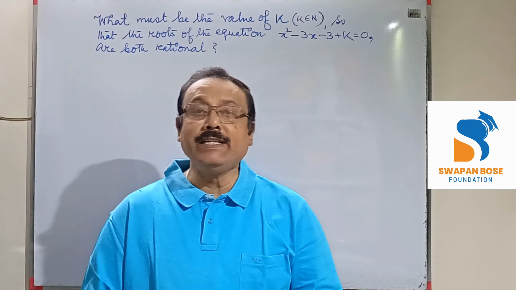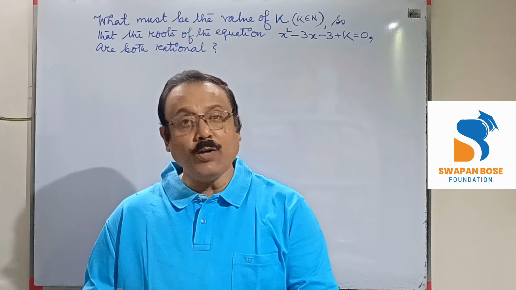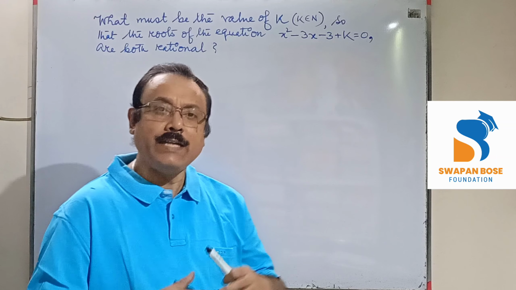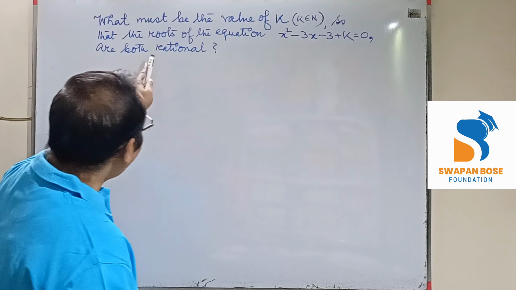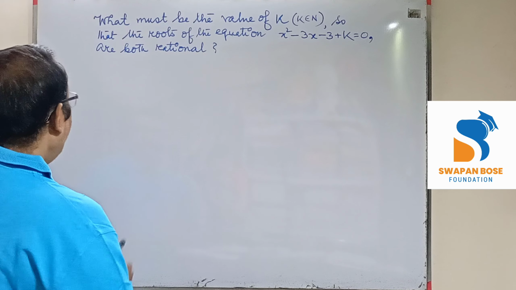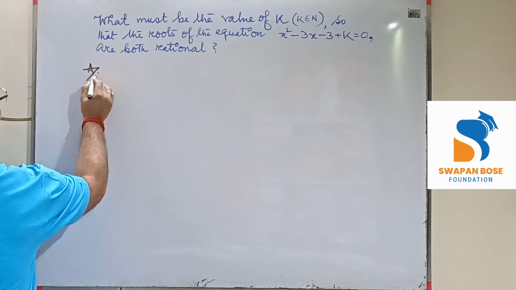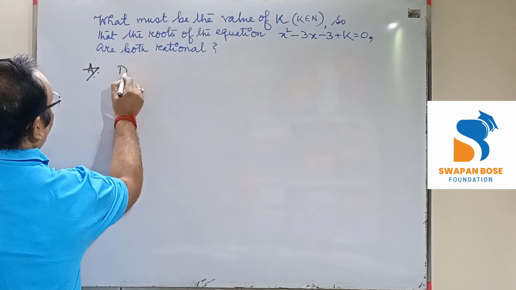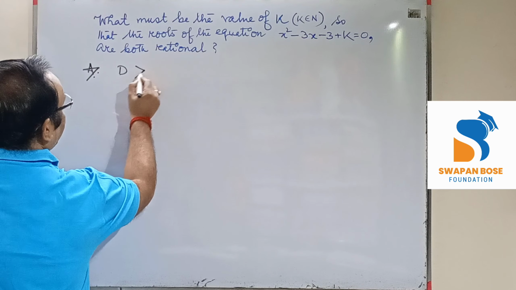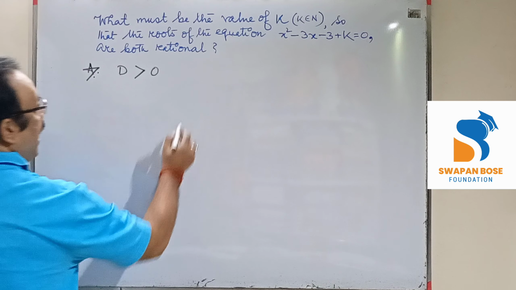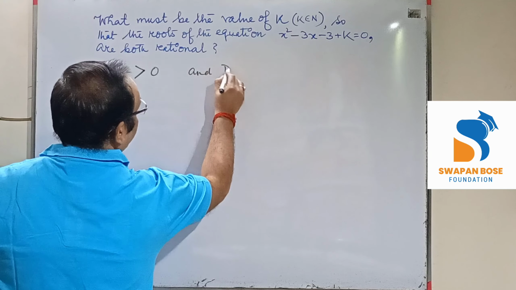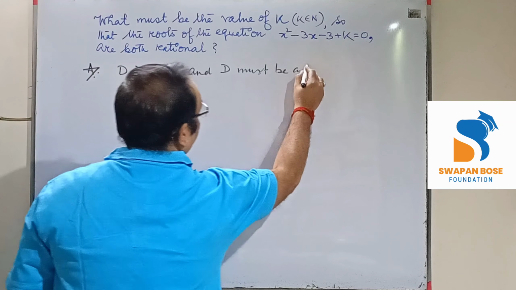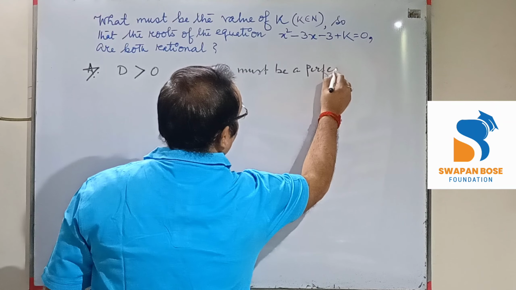Generally, we are habituated in getting questions related to equal roots or real roots. Or sometimes we get imaginary roots, that is no real roots. But here they are given for both rational. Now, what is the condition for rational roots? The condition for rational roots is the value of D must be greater than 0 and D must be a perfect square.